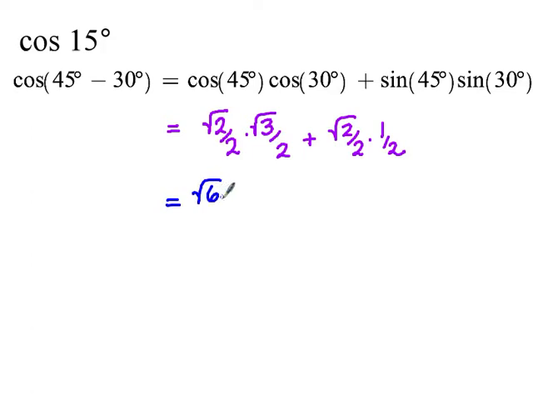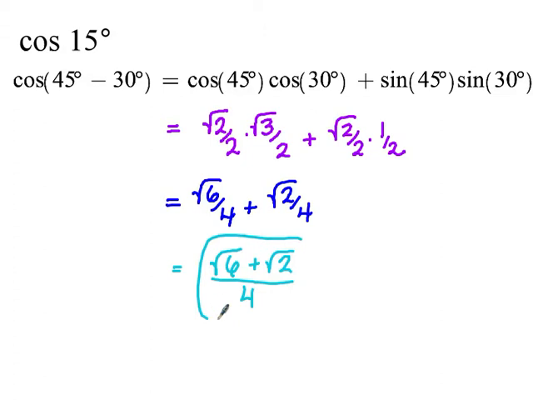I should get root 6 over 4 plus root 2 over 4. So your final answer is what? Yep, root 6 plus root 2 all over 4. Questions? That's the first part of your homework.